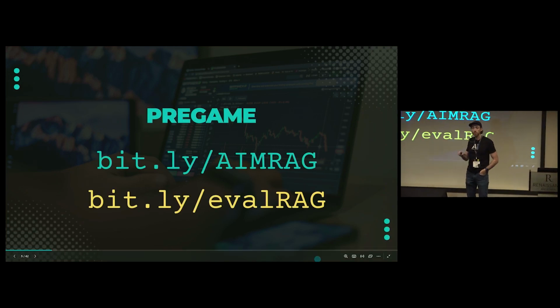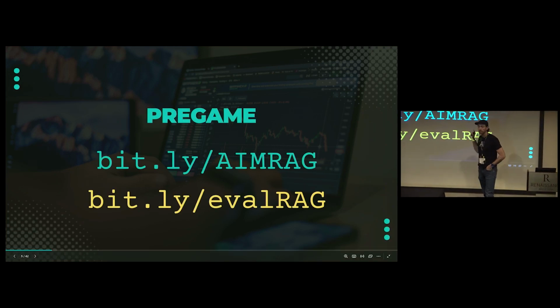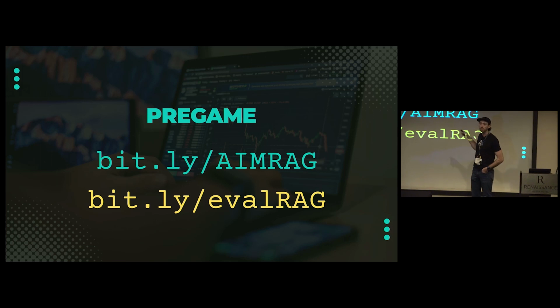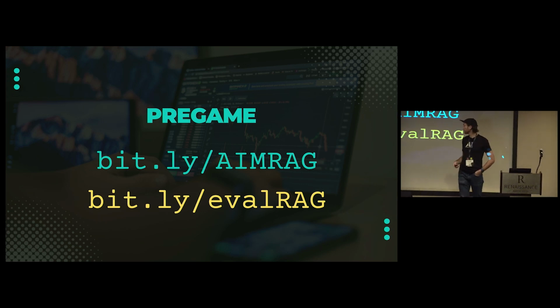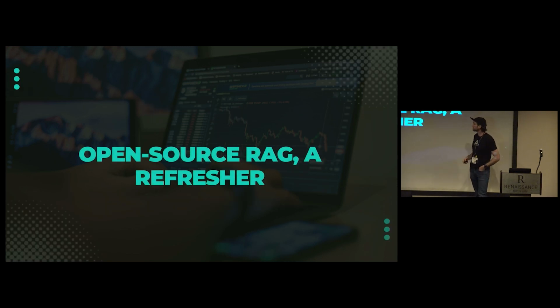So first of all, we have to do the same things that we had to do last time. We're going to use open source Llama 2. We're going to use open source embedding models. We're also going to use open source Facebook AI similarity search. But the setup for the Llama 2 is the same, whether you go to bit.ly/aimrag or bit.ly/evalrag, which is today. You're going to want to go ahead and do the pregame stuff if you haven't done that yet. And we're not going to spend time on how to do that because we showed that yesterday.